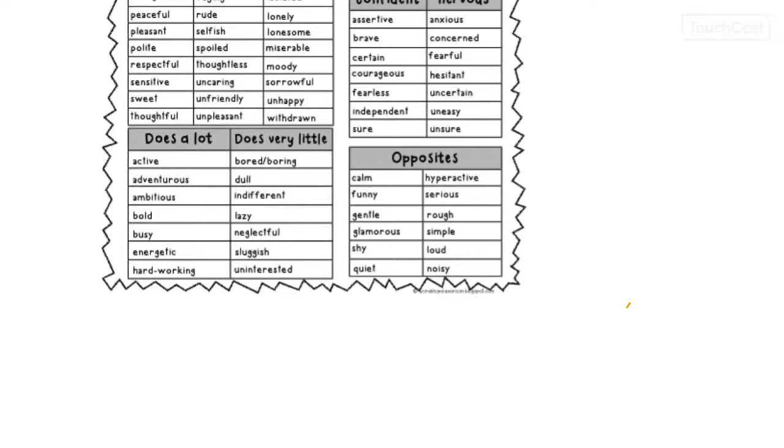So instead of saying that someone does a lot, you could use these words here. They're busy, energetic, hardworking, or they do very little. They're lazy, sluggish, uninterested. And last but not least is this opposite one. Just in case you're like, well, I know the character is not funny, what's an opposite of funny? Maybe it's serious. Maybe it's boring. I really liked this chart, so make sure you go back and use it.